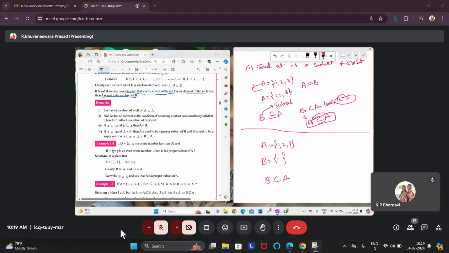Because there is nothing in it, it has zero elements. So that means phi, or empty brackets. So this is a null set. The null set is also a subset of A. It is the second condition, an important one. Every null set is a subset of every set.